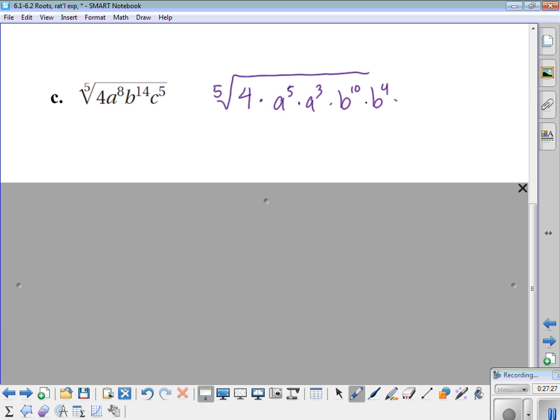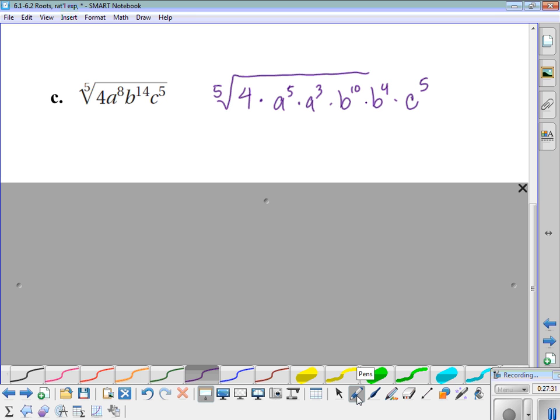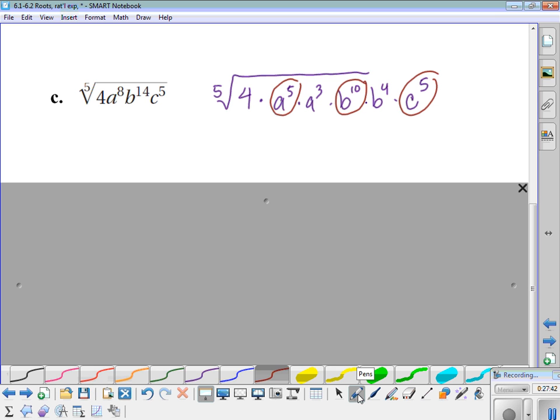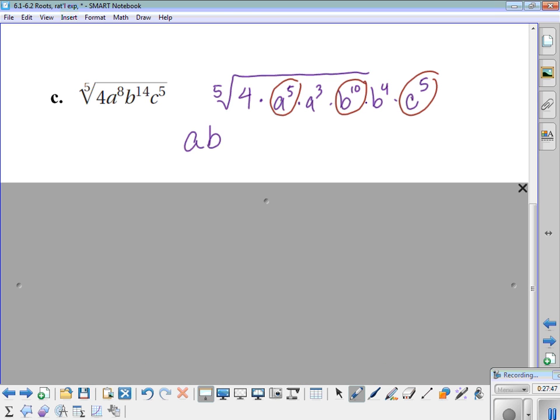And then the c to the 5th, I'll just leave it. So I've got a to the 5th, b to the 10th, and c to the 5th that I can take the 5th root of, right? And so I can take those outside of the radical. And so now I've got an a b squared, because 10 divided by 5 is 2, and a c on the outside. And then left on the inside, I have 4a cubed b to the 4th. Okay?